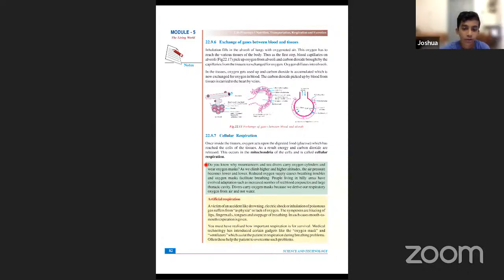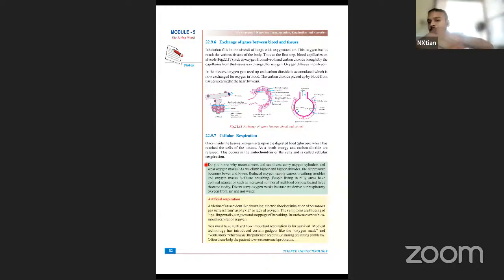Do you know why mountaineers and sea divers carry oxygen cylinders and wear oxygen masks? As we climb higher and higher altitudes, the air pressure becomes lower and lower. Reduced oxygen supply causes breathing troubles, and oxygen masks facilitate breathing. People living in hilly areas have evolved adaptations such as increased number of red blood corpuscles and large thoracic cavity. Divers carry oxygen masks because we derive our respiratory oxygen from air and not water.